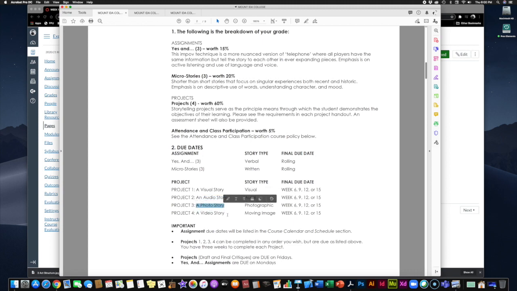Project 3 is a photo story. You're going to be taking photographs and turning those into a story. And then Project 4 is a video story. You're going to be shooting some video. Now, we do not need fancy equipment for this class. The beautiful thing is that you have any kind of phone, any kind of modern phone. You can do all of these using your phone. You can design things using apps on your phone. You can use your own software. You can use a variety of free software, which we're going to go over in class next week.